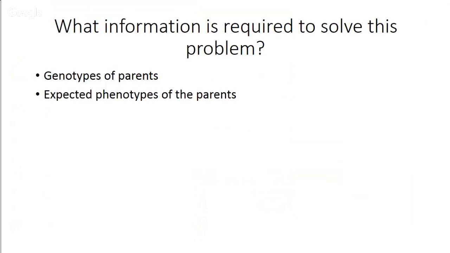So here's where we're going to start. The first question we have to ask is what information is required to solve this problem? Okay, so we're definitely going to have to know the genotypes of the parents in order to perform a cross to find out the numbers of expected trait values. So with the genotypes of the parents, that's when we come down to expected phenotypes. Once we find out the genotypes and are able to do a cross, then we can find out what the expected phenotypes are.